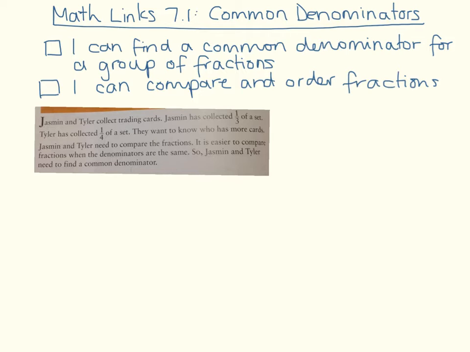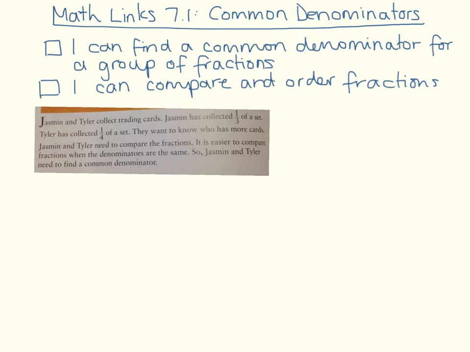Jasmine and Tyler collect trading cards. Jasmine has collected 1/3 of a set. Tyler has collected 1/4 of a set. They want to know who has more cards, so they need to be able to compare the fractions. It's easier to compare fractions when the denominators are the same, so Jasmine and Tyler need to find a common denominator.